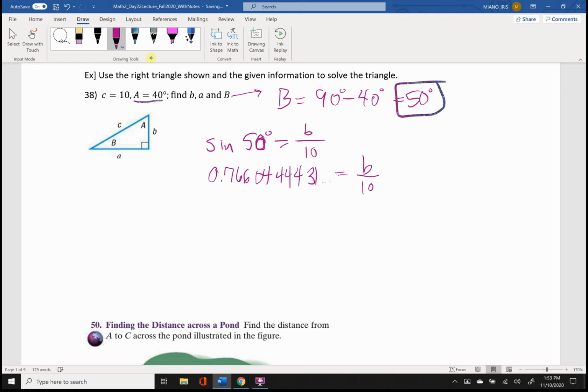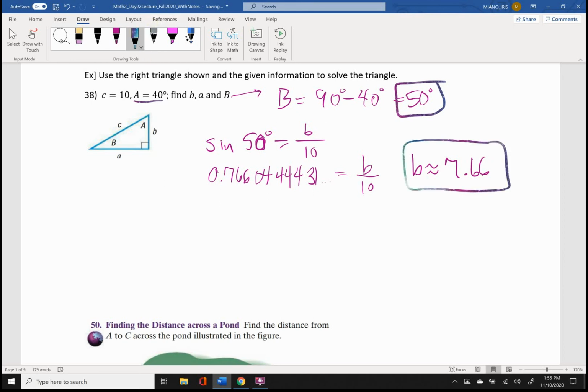So cool. We're going to multiply both sides by 10 to get an approximate value for b, and just round it to 2 decimal places, which is the convention. So that means b is approximately equal to 7.66. Okay, cool. Box that out, call it good.